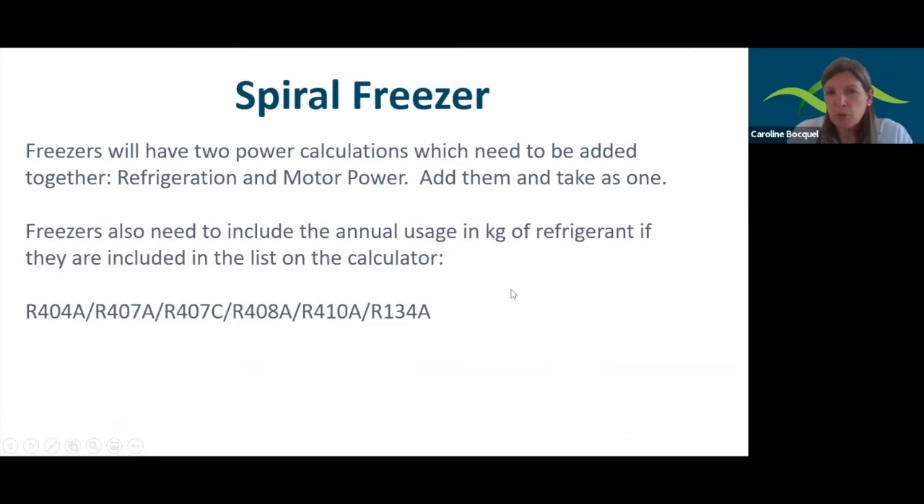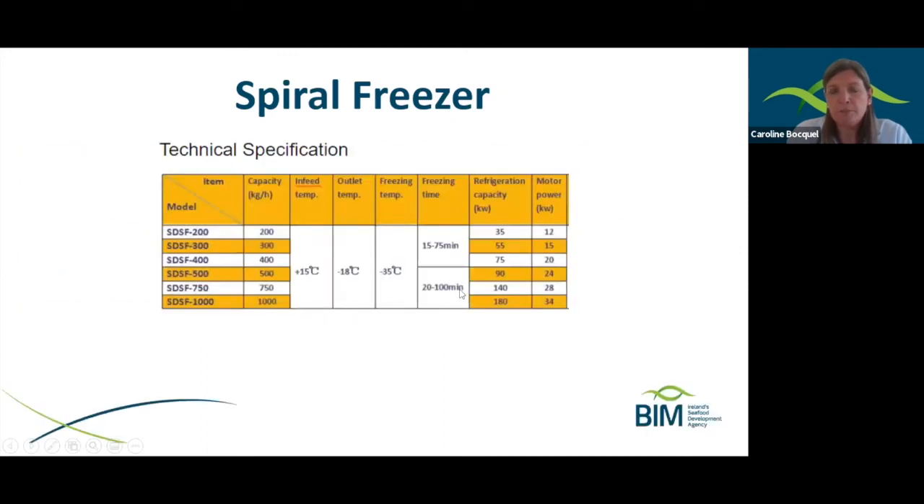Some freezers will also need to include the annual usage in kilos of refrigerant. There are 6 refrigerants that are listed on the calculator where the device that you are acquiring is going to be using one of these refrigerants. They need to be included in the calculation. So we're now going to take an example of the spiral freezer and work through that example.